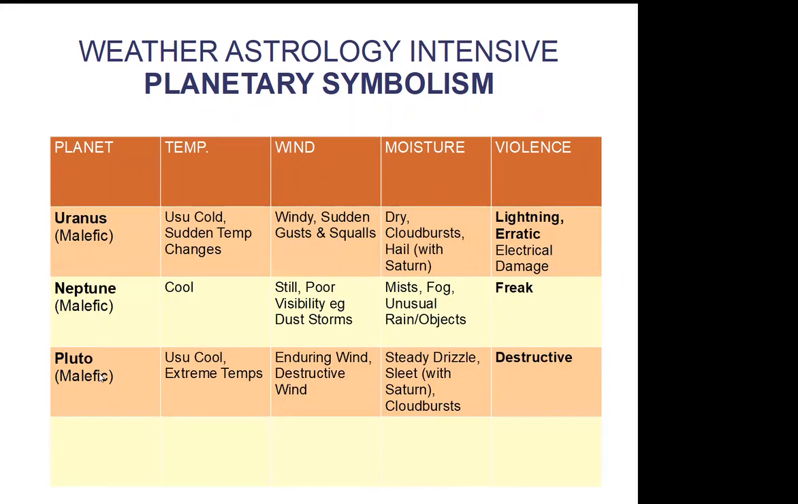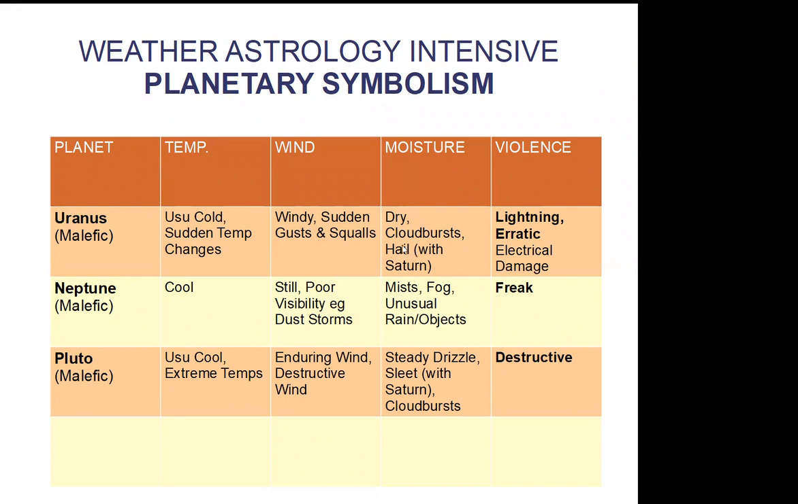Right, onto our invisibles, Uranus. In traditional astrology, we consider all invisibles somewhat malefic. So Uranus, it's usually cold and it's sudden temperature changes. Windy, sudden, like gusts and squalls. So it's not wind that just blows for hours. No, it's like gusts that roll through and can be quite destructive.